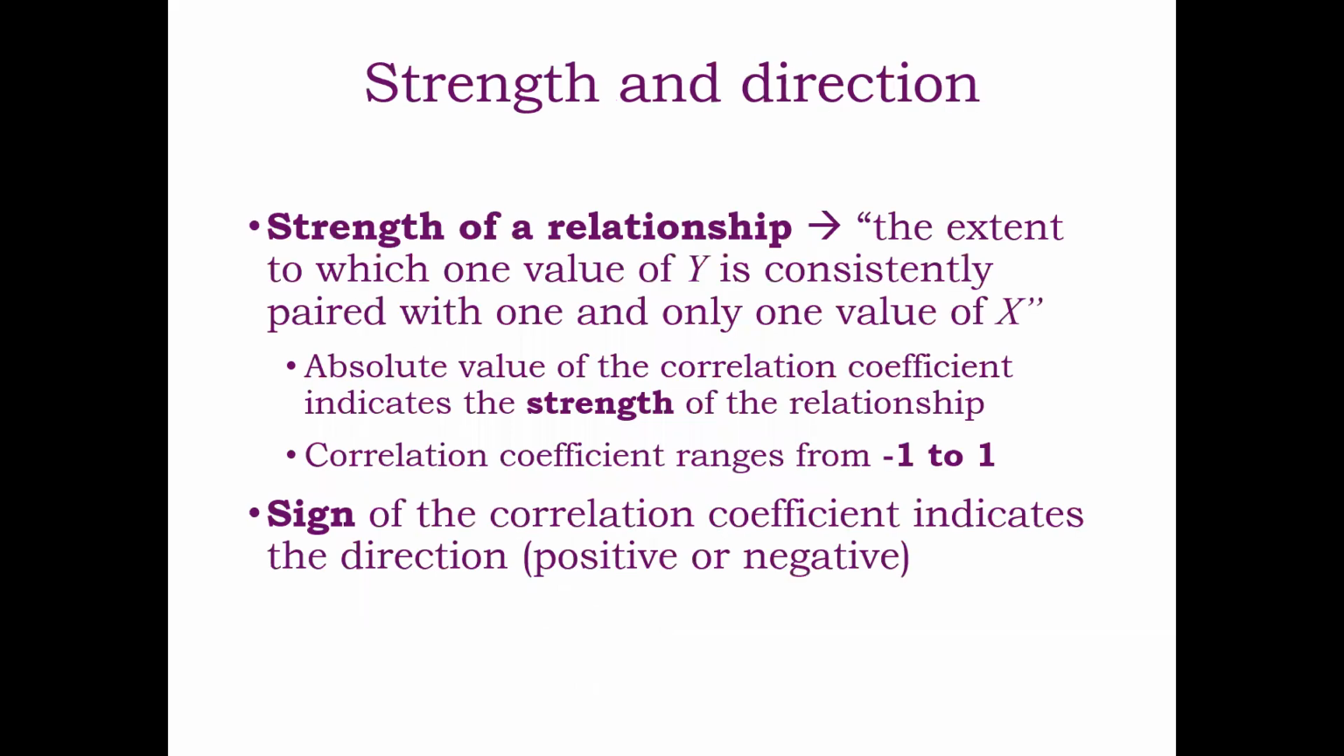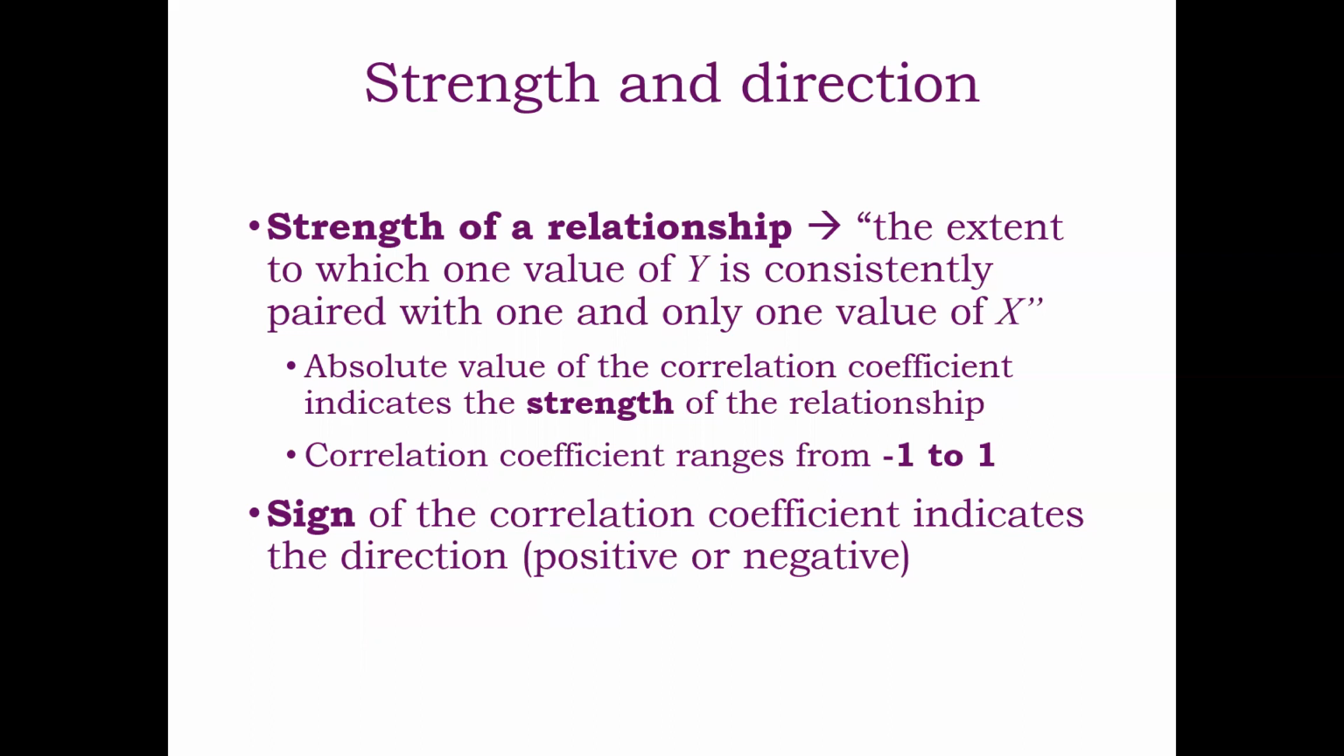Okay, so the correlation coefficient tells us the strength and direction of a relationship. The strength of a relationship is just the extent to which a value of Y is consistently paired with one and only one value of X. So when we saw the one-to-one relationship, every value of X corresponded to one and only one value of Y. With a strong positive relationship, as we saw, every value of X corresponded to a limited number of Y values. And when there's no relationship, there's a lot of Y values for every value of X, such that it's just a flat line, right?